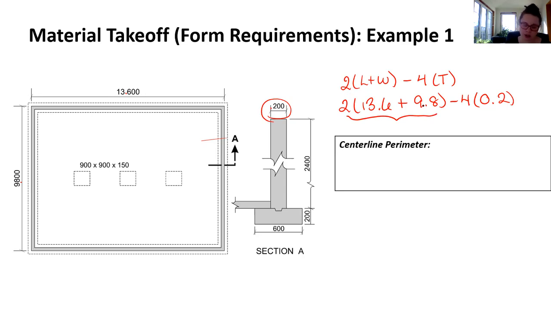You may have a calculator that will do the order of operations for you, but if you're not getting your answers correct, put your center line perimeter in your calculator and do it step by step. This gives us 46.8. 0.2 times 4 gives us 0.8. You subtract the 0.8 and we get 46 meters. That number is going to be important. We're going to go to this number on a regular basis, and a couple of times we're going to pop back to this screen.